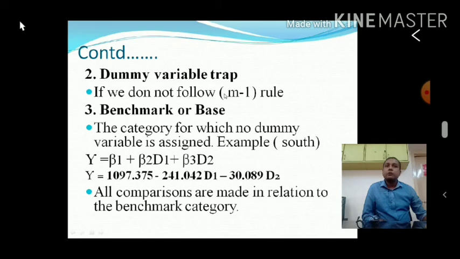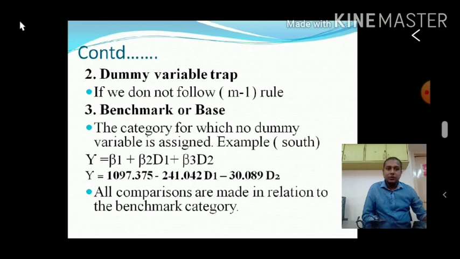Clear? So let us take sex, male and female, and when we are taking two dummies, we are ending up with the dummy variable trap. When we are taking color, black and white, the basic rule is m minus 1, so we are supposed to take only one dummy variable, but if we take two dummy variables, we will end up in the dummy variable trap. Dummy variable trap is nothing but when you violate the basic rule of m minus 1, so the computer will not allow you to run the regression function.